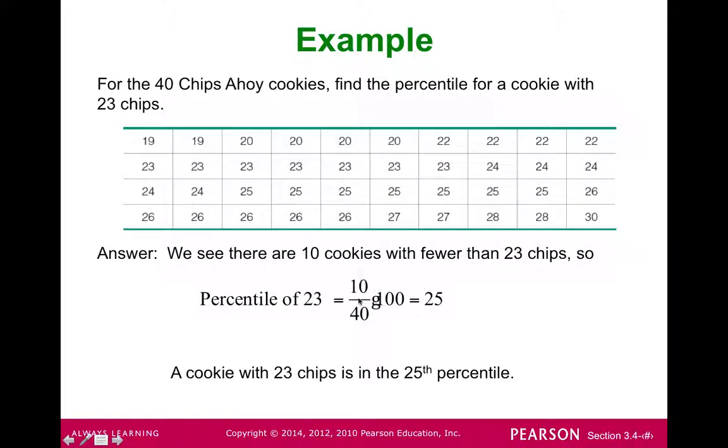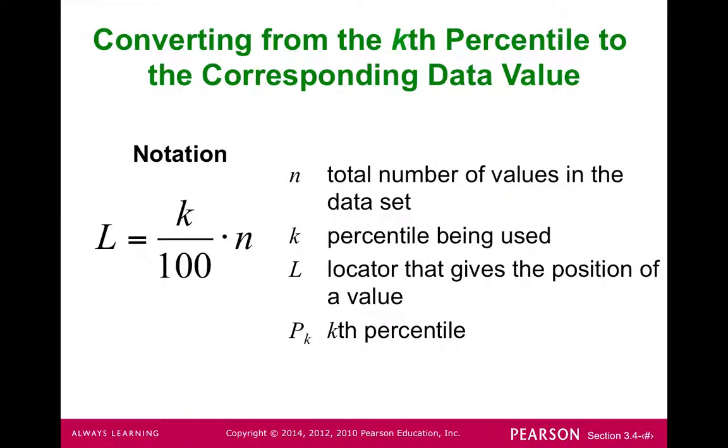So that's going to be our numerator, divided by 40, which is the total number of data points in our table. There's 40 altogether, multiplied by 100. So we would wind up with a percentile of 23, which is what these guys are right here, equal to 25. So a cookie with 23 chocolate chips in it is in the 25th percentile.